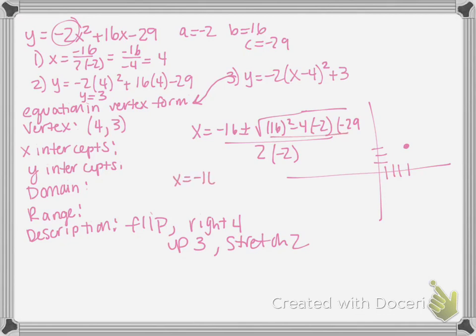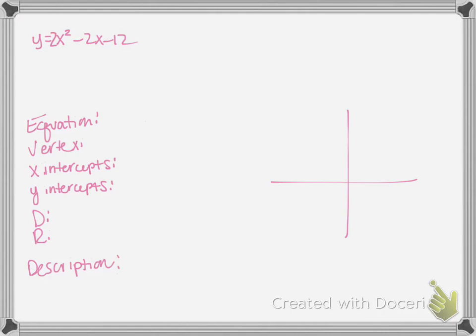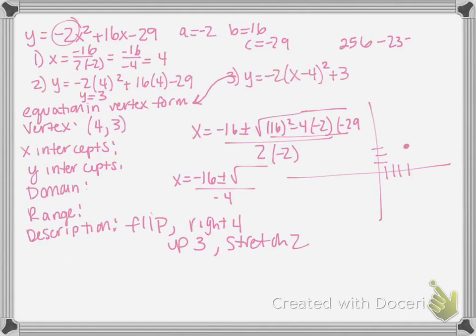So I got x equals negative 16 plus or minus the square root of... 2 times negative 2 in the bottom will get me negative 4. So I'm really just typing in anything underneath the square root, not with the square root. So 16 times 16 is 256. And then 4 times 2 times 29, we get a negative 232. So 256 minus 232, we got a 24 underneath there.